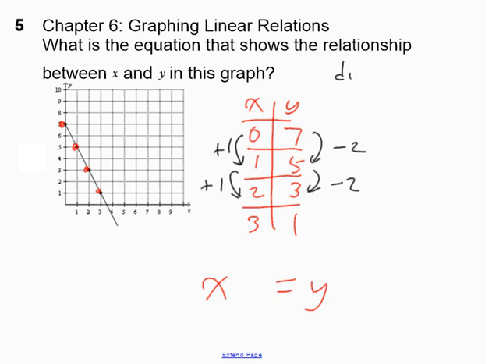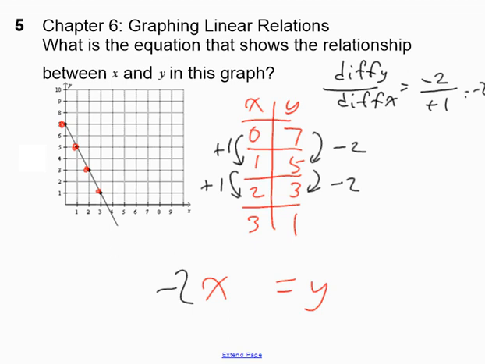So we take the difference in y divided by the difference in x. The difference in y is negative 2. The difference in x is positive 1. Negative 2 divided by positive 1 is negative 2. And that negative 2 is the coefficient in your equation that matches the line.